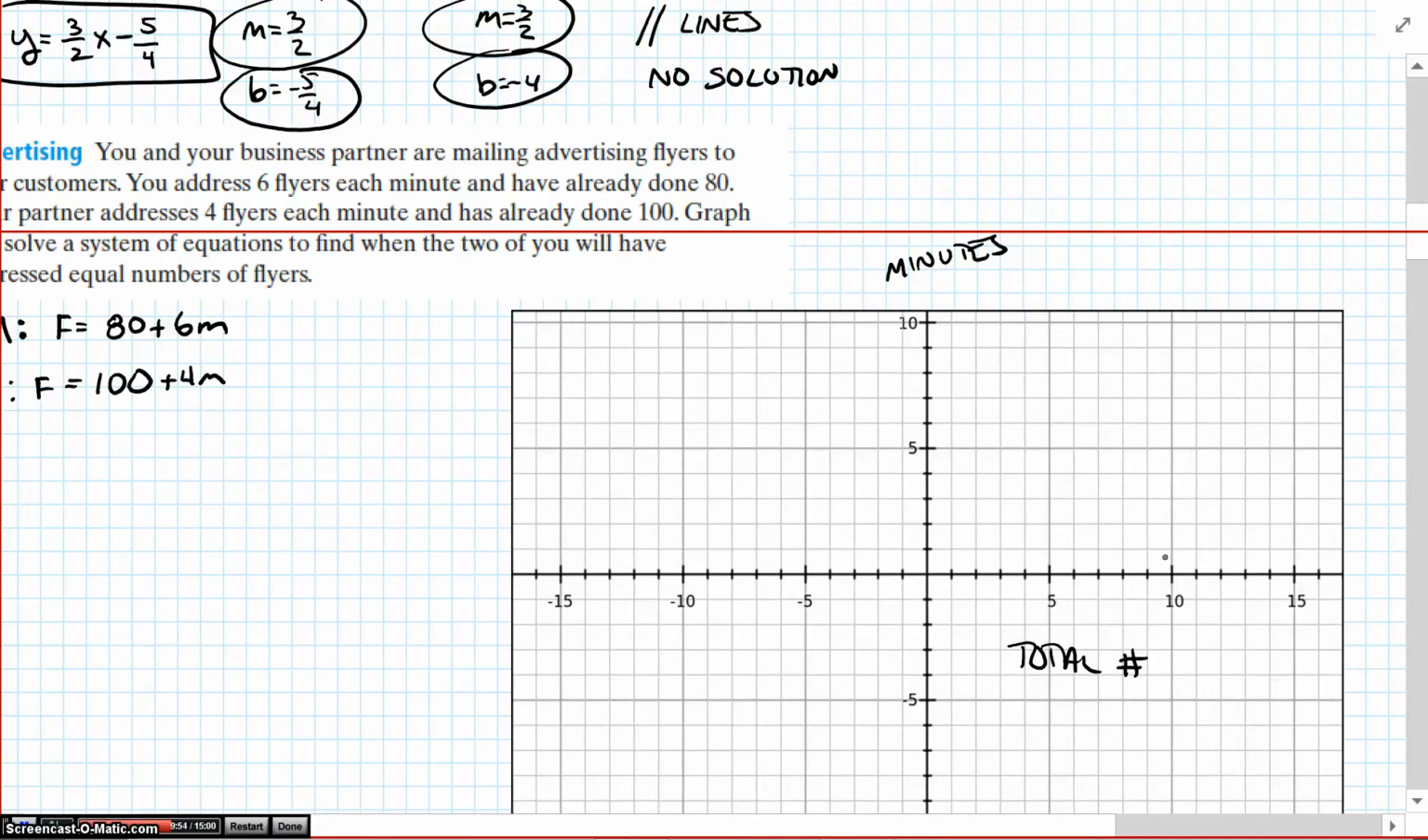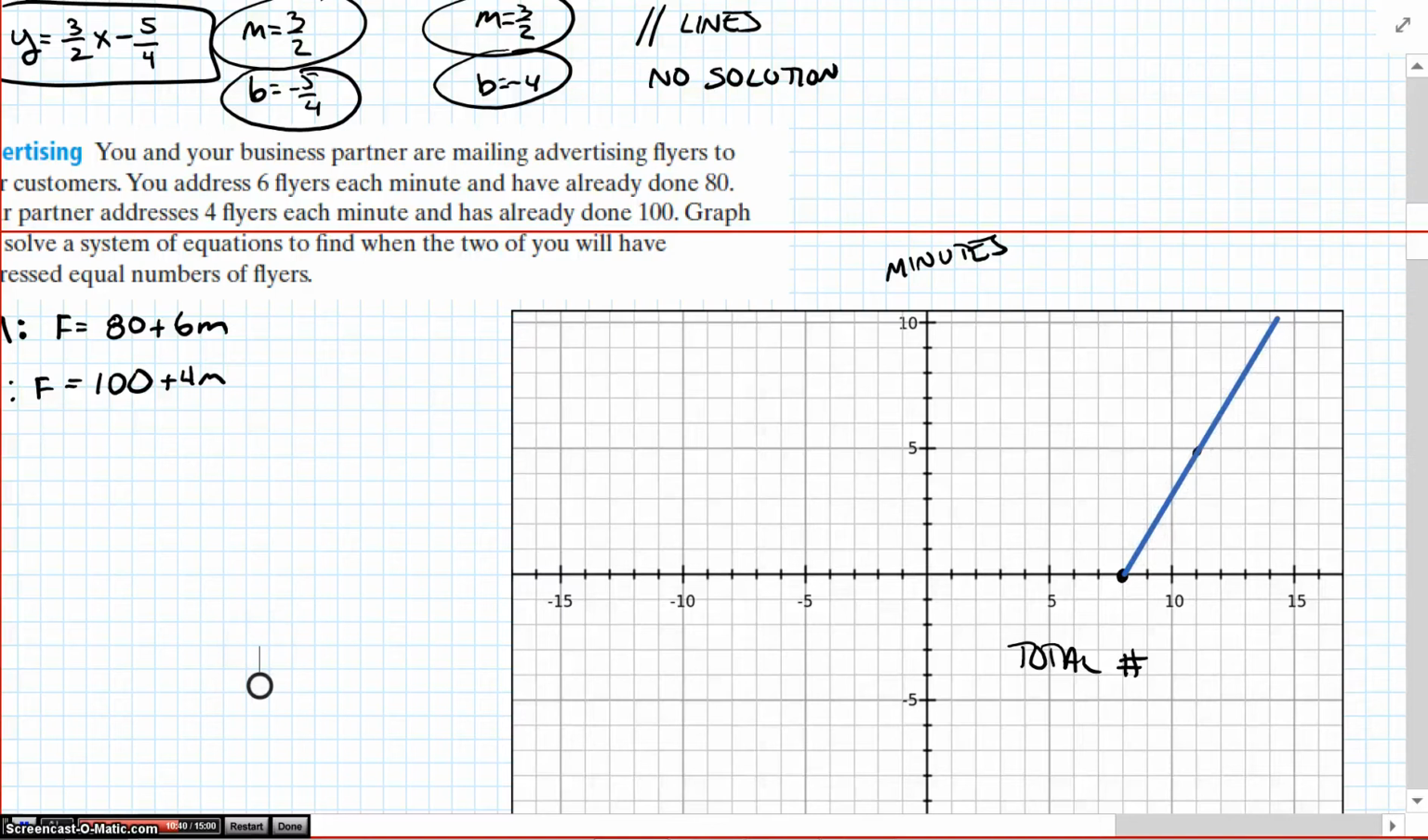So for me, I started with 80 and for every minute I did 6. One, 2, 3, 4, 5. So in 5 minutes I did 30. So in 5 minutes I'm at 110. So there's my graph. Sorry it's taking me a little bit.